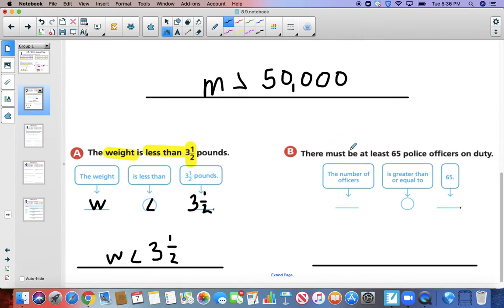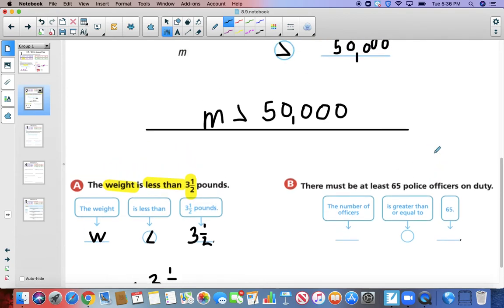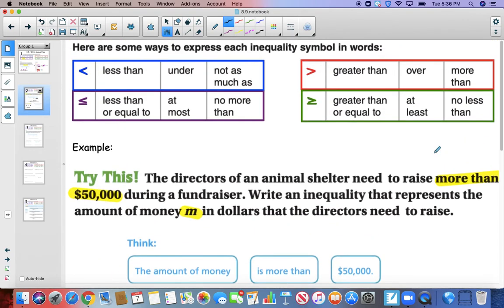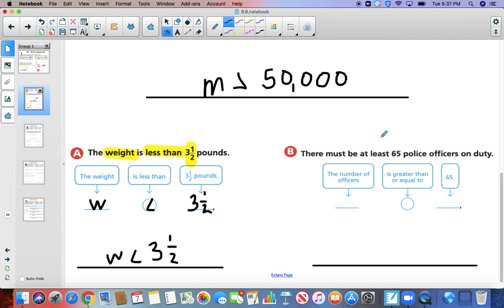There must be at least 65 police officers on duty. At least. Okay, so I want to come up here and I want to find where we see at least. At least. Oh, here we go. At least. All right, so that means I want to be using the at least symbol, which is the greater than or equal to symbol. Perfect. Okay. So there has to be at least 65 police officers on duty.